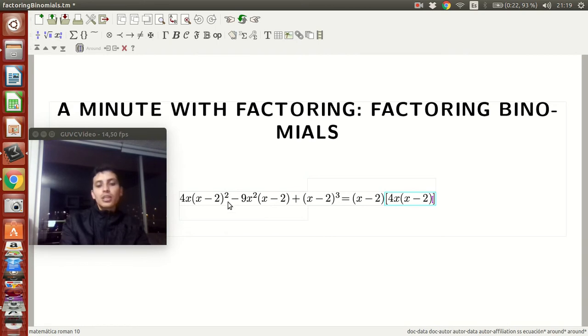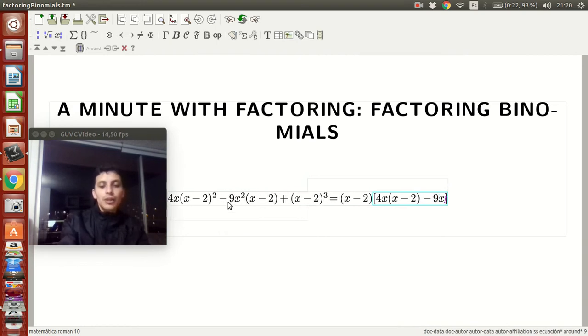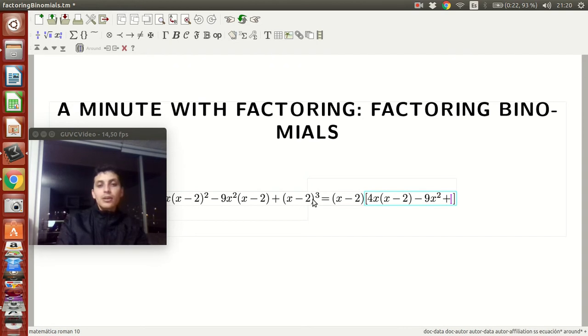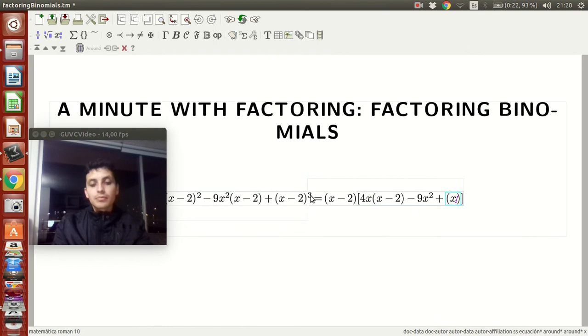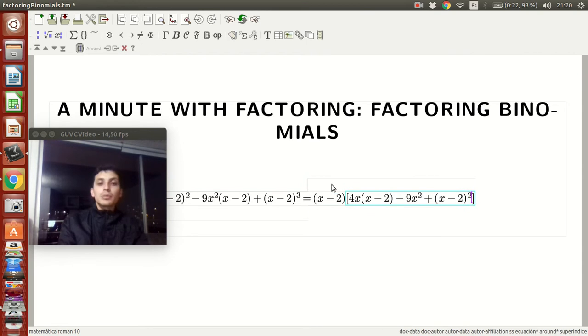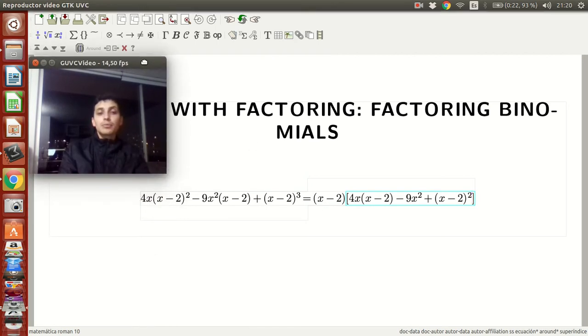Then, in the other term, we have minus 9x squared. X minus 2 is to the first power, so no problem. Plus, in the other term, we have x minus 2 to the third power. So, when we factor, we need the second power. X minus 2 to the second power times x minus 2, we have x minus 2 to the third power.